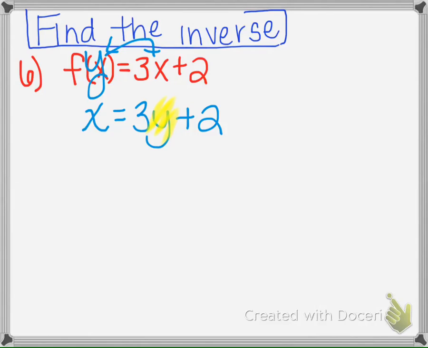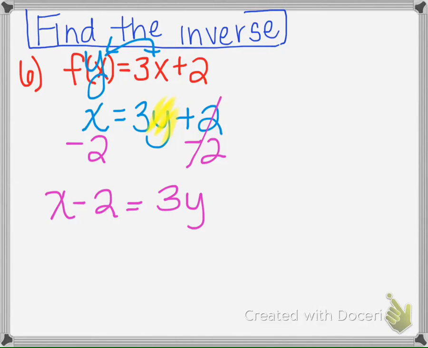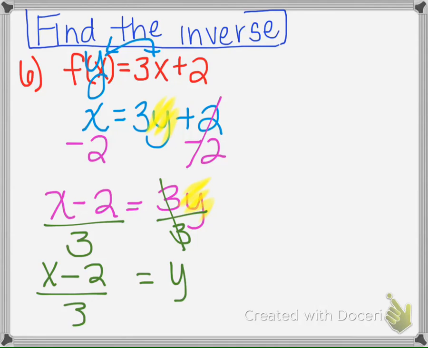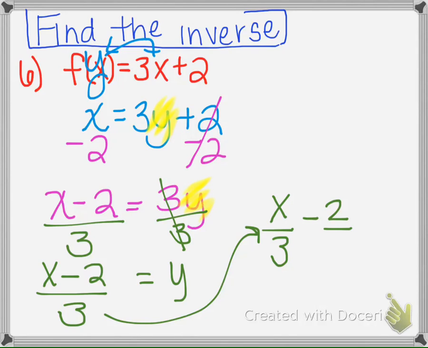So first thing we're going to do, we're going to subtract 2. We can't subtract 2 from x, so we just bring it down. And then our very last step to get this y by itself here is we're going to divide by 3. And we have to divide everything by 3. So we can write our answers as x minus 2 over 3, or we could separate it as x over 3 minus 2 over 3.